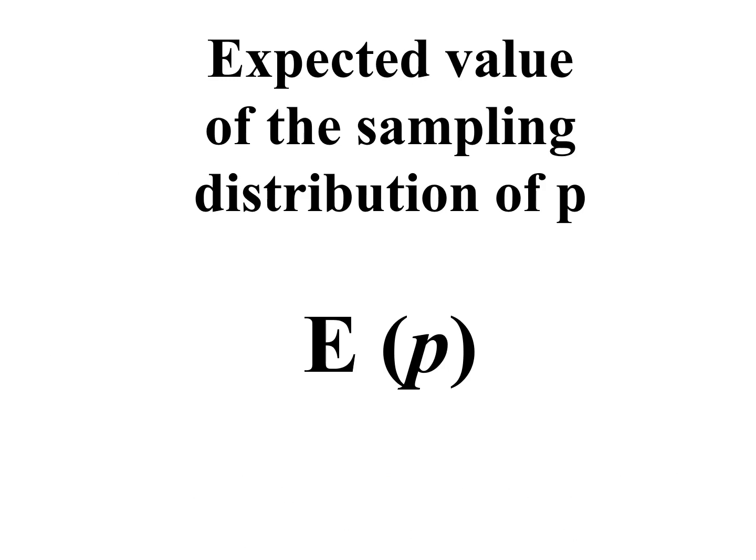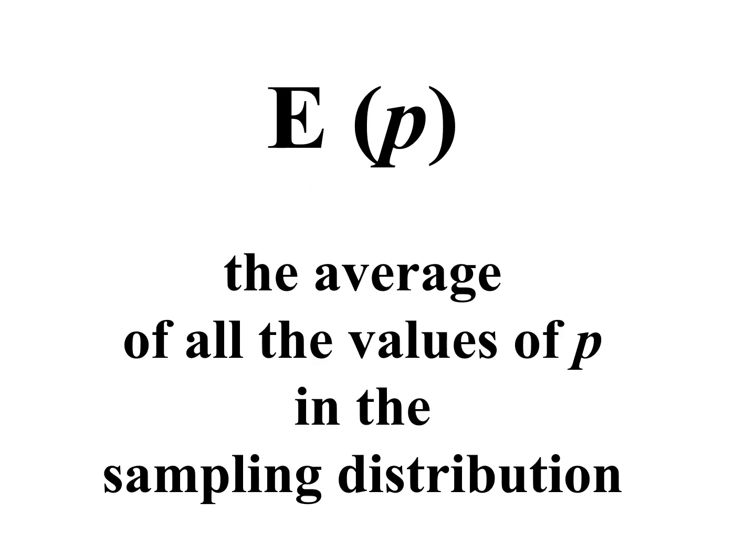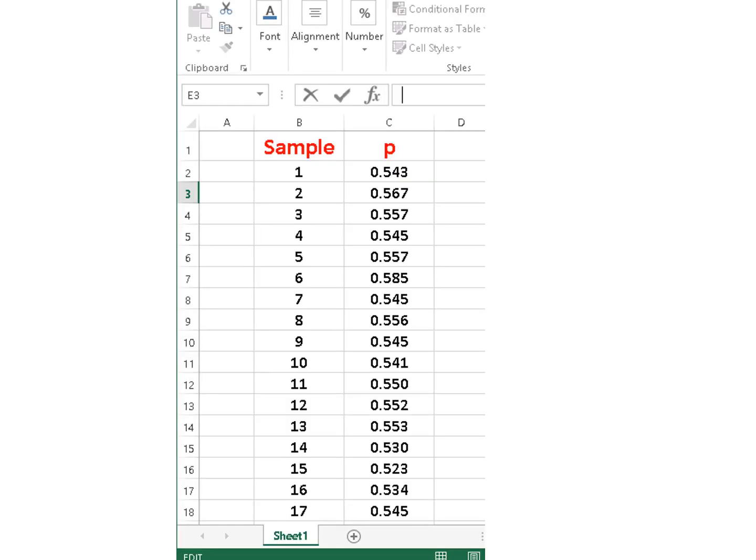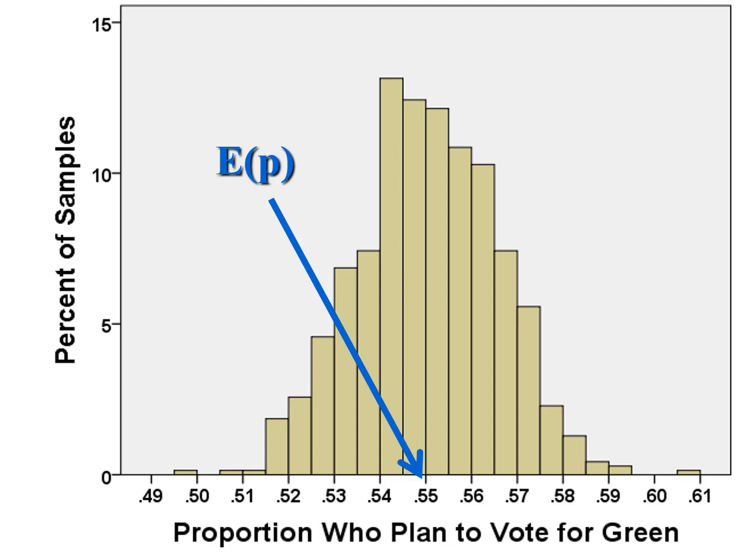We talked about the expected value of the sampling distribution of P. The expected value of P is simply the average of all values of P in the sampling distribution. For instance, if we have 700 samples and calculate P for each sample, we would have 700 values of P. If we average them, we get the expected value. Because the expected value is just an average, the expected value of P falls right in the middle of the sampling distribution.